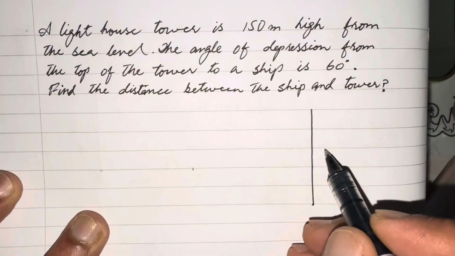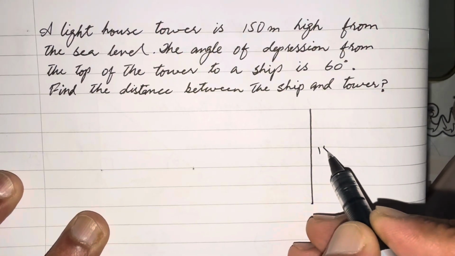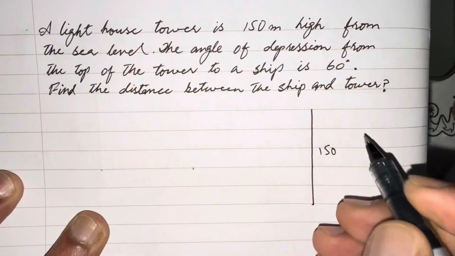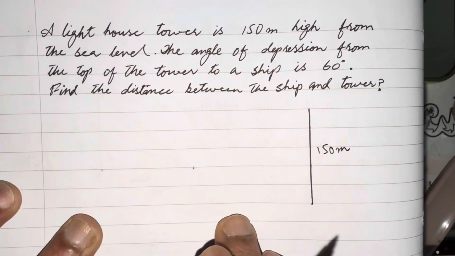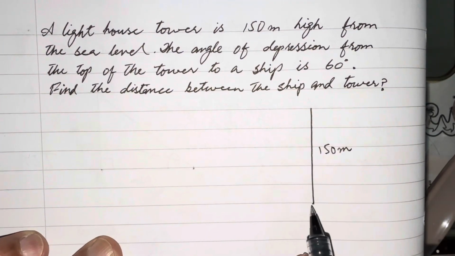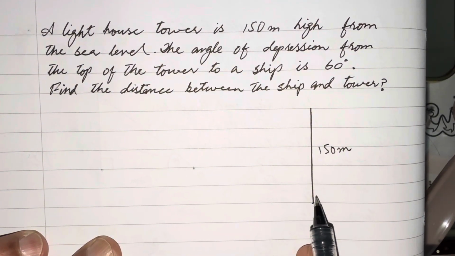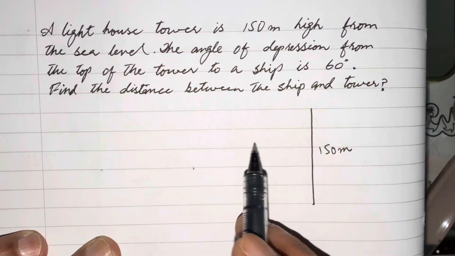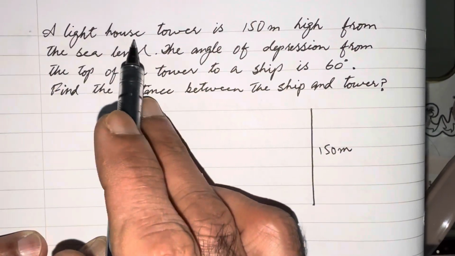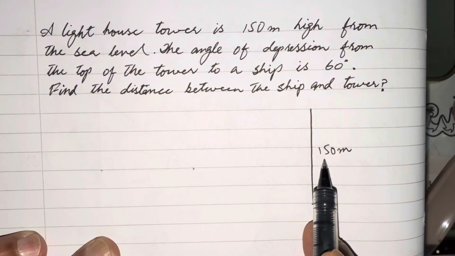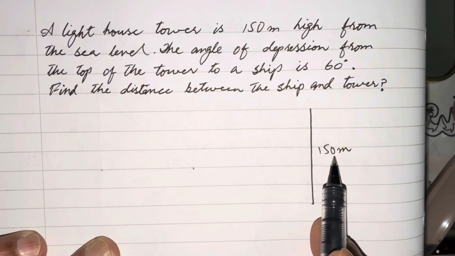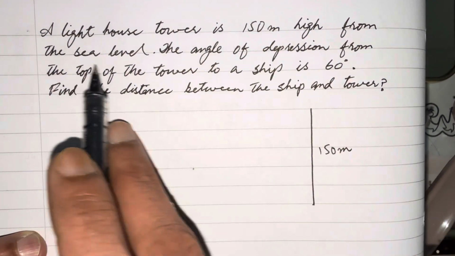So this height is called 150 meters. That's the straight line, or you can say perpendicular, which is representing the lighthouse tower, and the height of the lighthouse tower is 150 meters from the sea level.